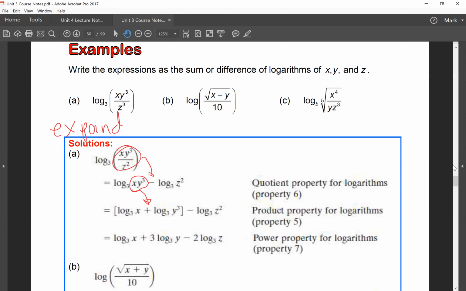My last step would be I could take the 3 and put it in front and the 2 and put it in front. And voila, that's it. Not bad. We use property 6 to remove the division, property 5 to remove the multiplication, and then property 7 to take away the exponents.